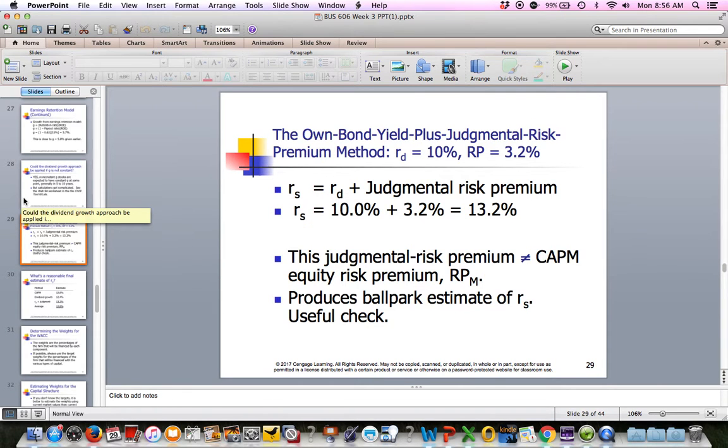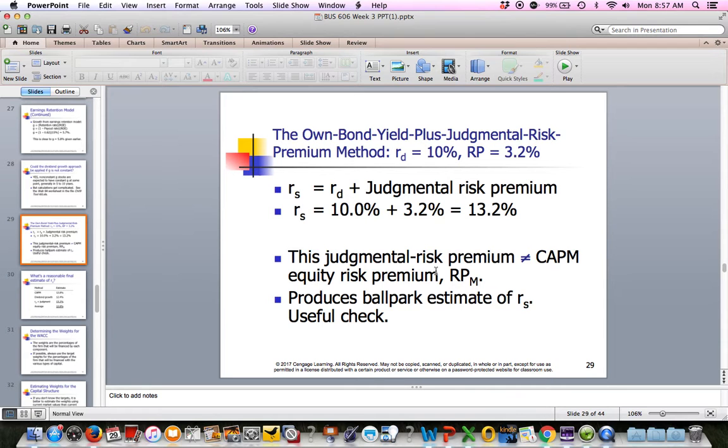And then the final way to compute the cost of stock, R sub S, the last method I talked about, was the own bond yield plus judgment risk premium. So we're saying R sub S is a combination of our R sub D plus a judgment risk premium. Earlier, a few slides ago, we computed that the cost of our debt was 10%. We're putting in a judgmental risk premium of 3.2. It's not the same as your CAPM. It's kind of the middle of our risk premium, almost half of our risk premium. It's more of a ballpark estimate.